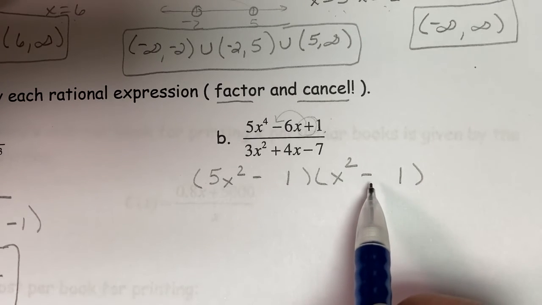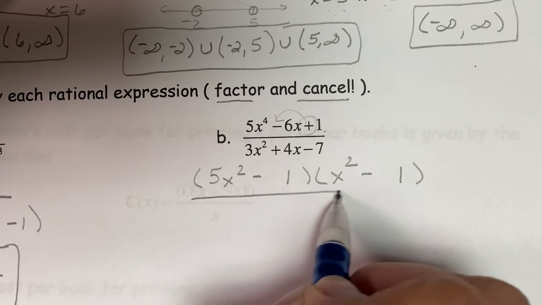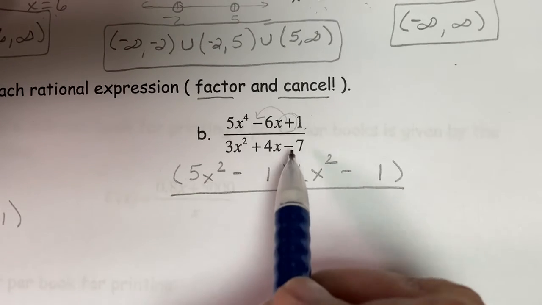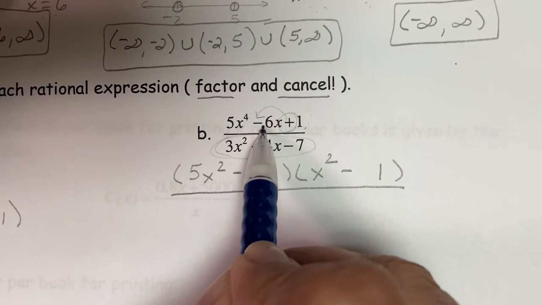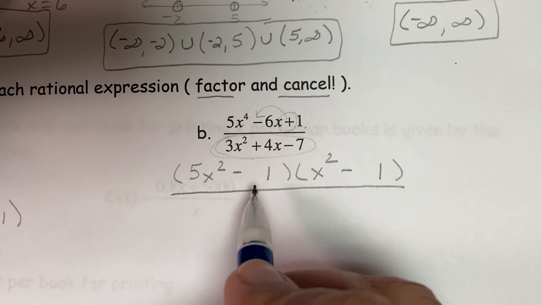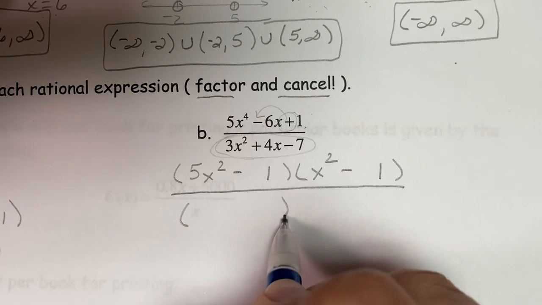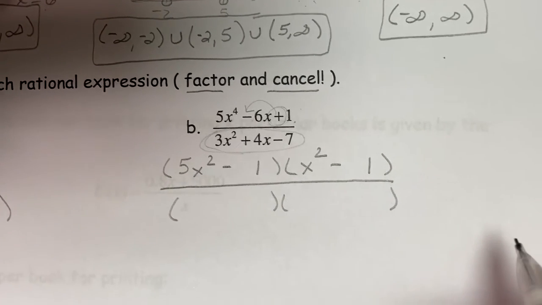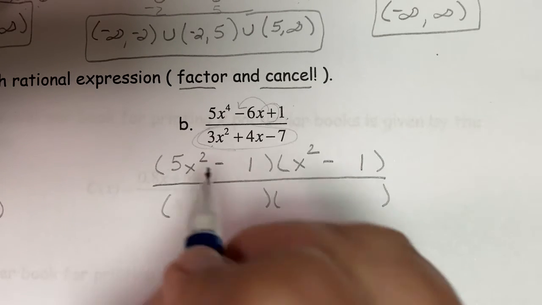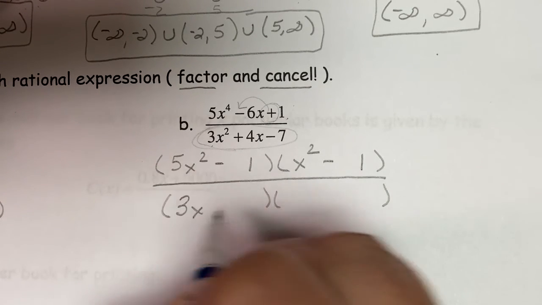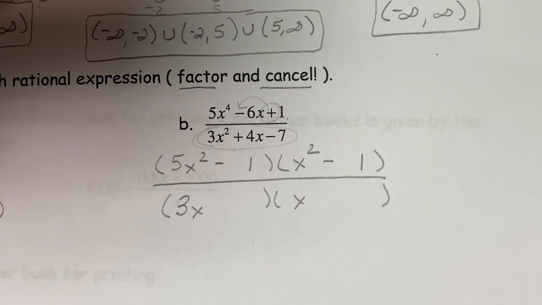So I know this factors further, but I'm going to do that in the next step. So the next thing I'm going to do here is factor the denominator. I've already factored the numerator one time, and now I'm going to factor my denominator. So again, there's no GCF. I'm going to backwards FOIL. I'm going to guess and check. So how do I split up the 3x squared? Well, that's 3x and x.